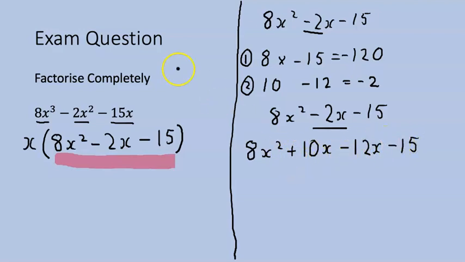So now I need to factorise. I'm going to highlight the first two, like this, and, of course, the other two, because from this I'm going to find common factors. The highest common factor of 8x squared and 10x is 2x. 8 divided by 2 gives me 4. X squared divided by x gives me x. 10x divided by 2x just gives me 5.